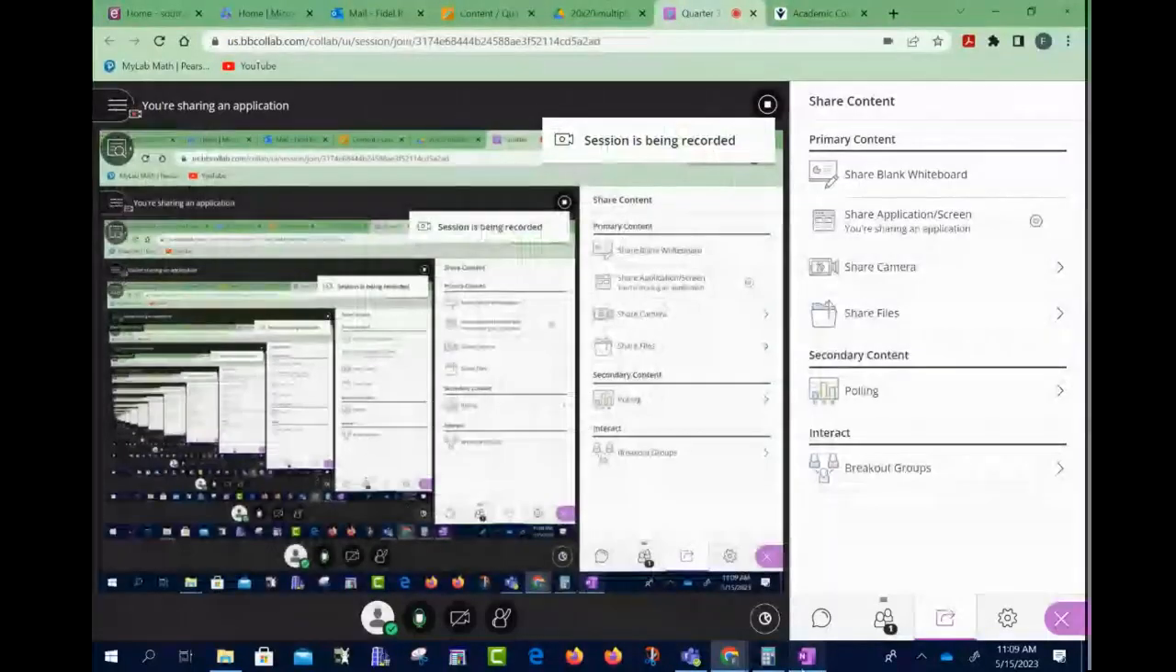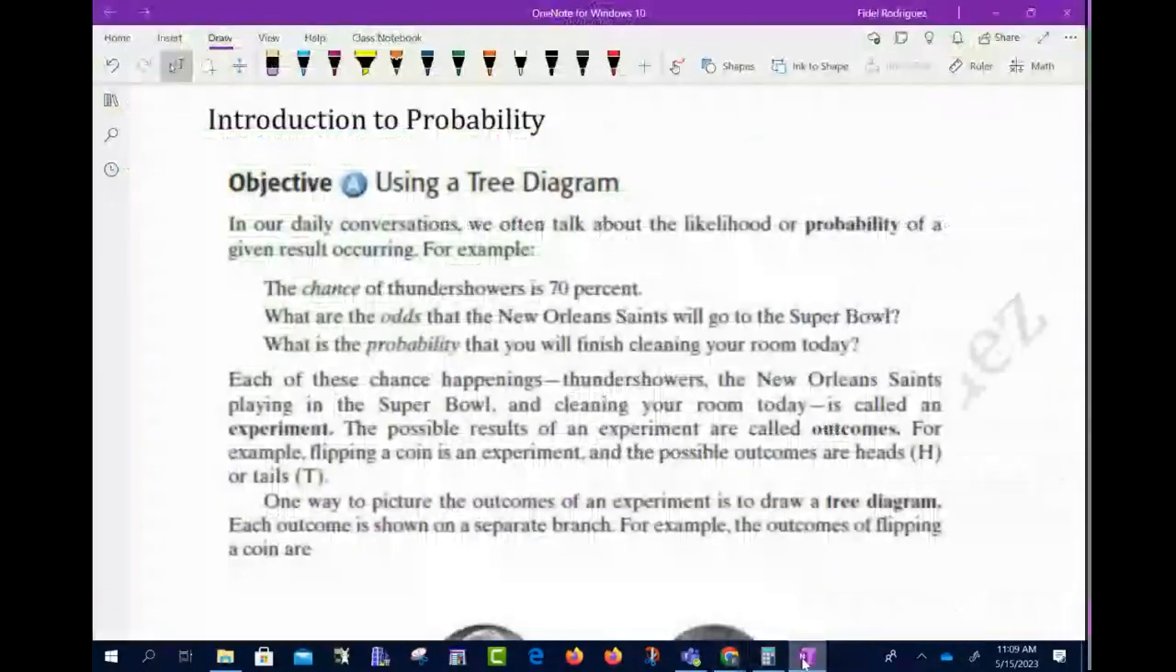Okay, so guys, let's do the next part. Probability. Okay, so what's probability? Probability is like, my wife is pregnant. You know, what's the probability we're going to have a boy?